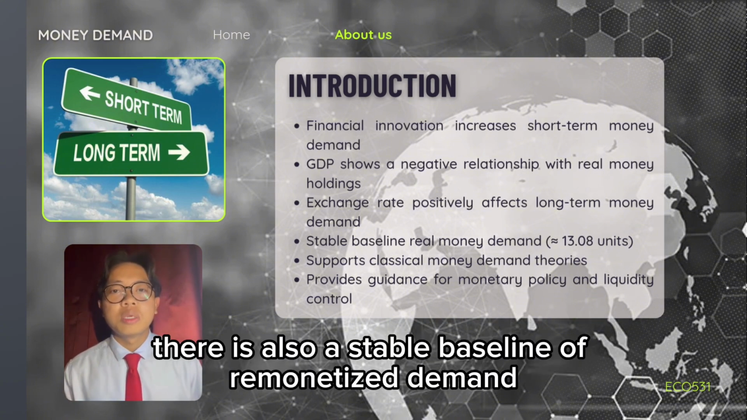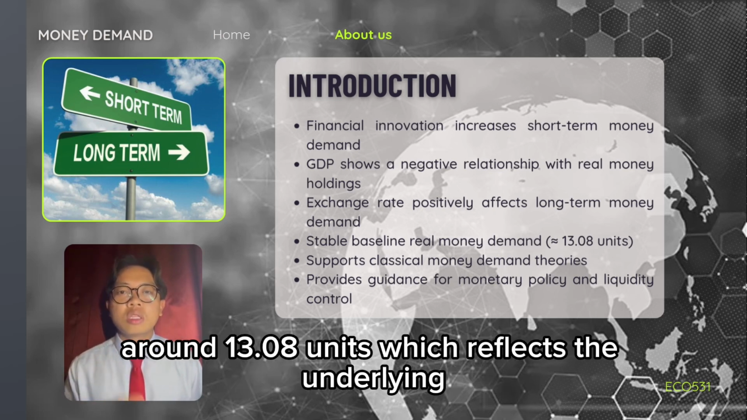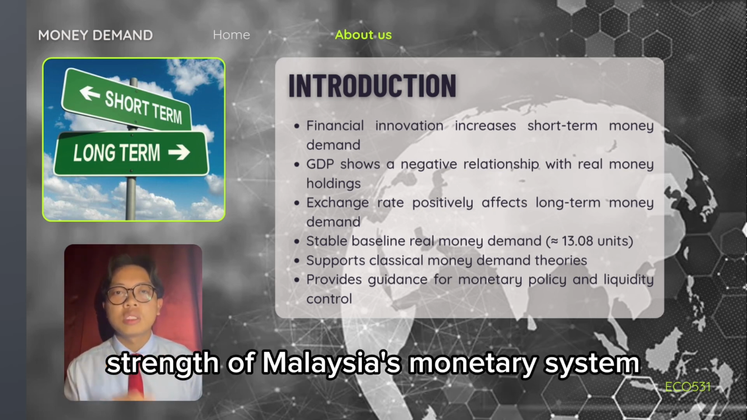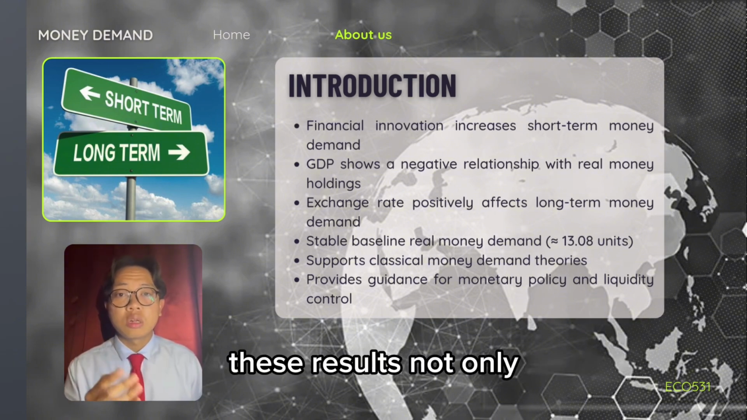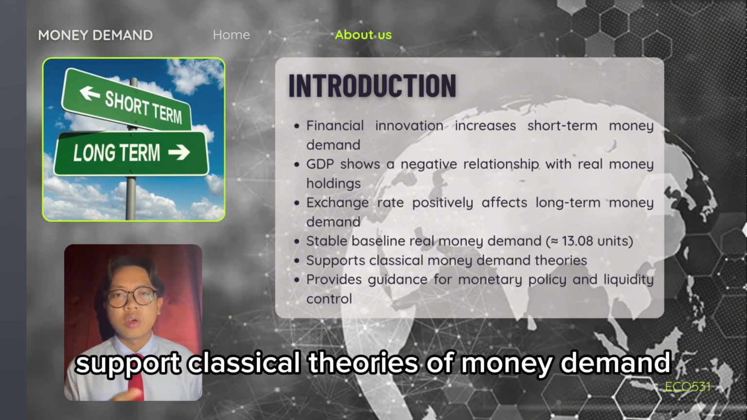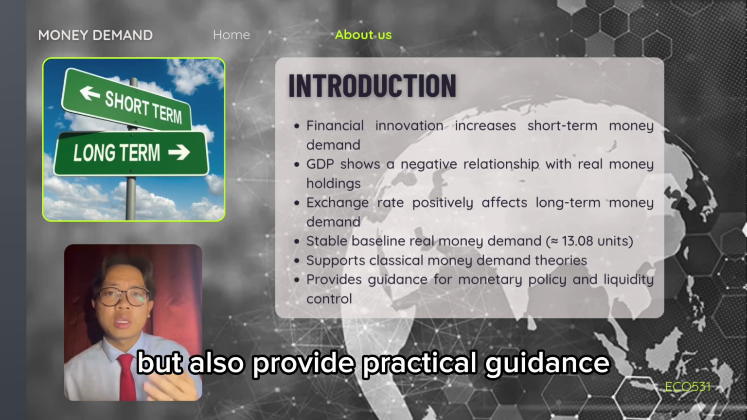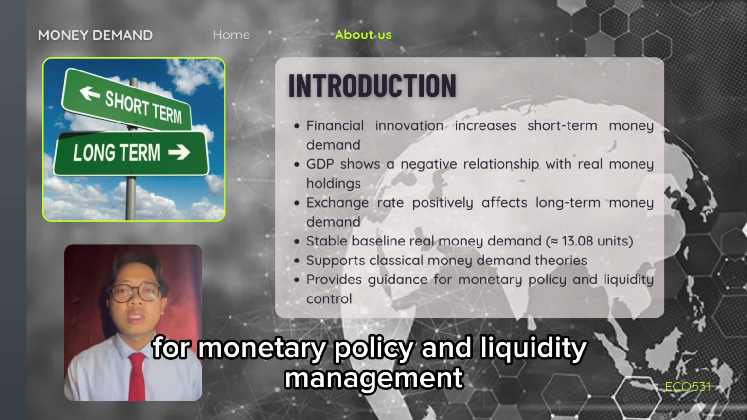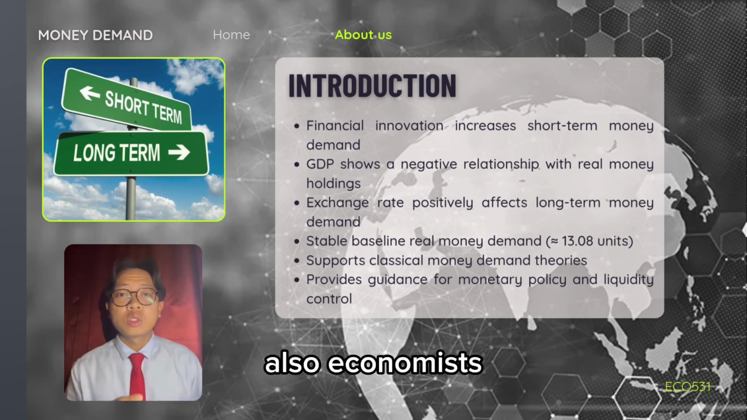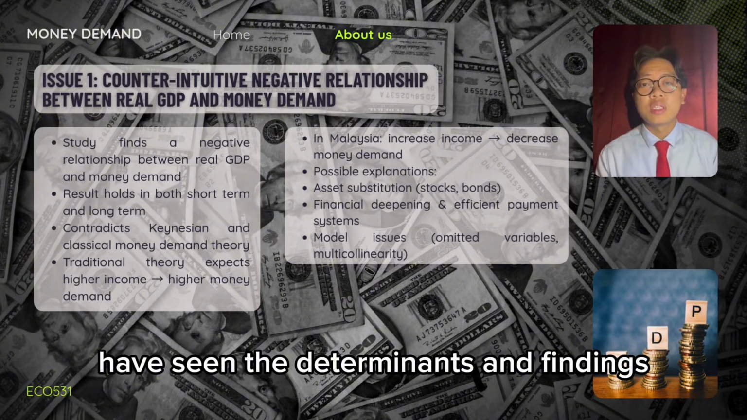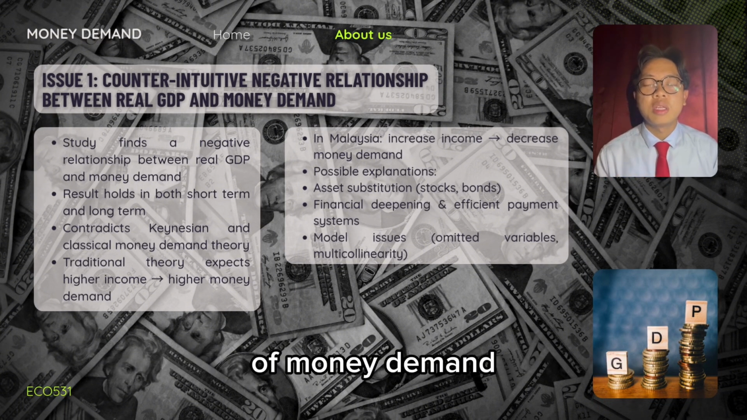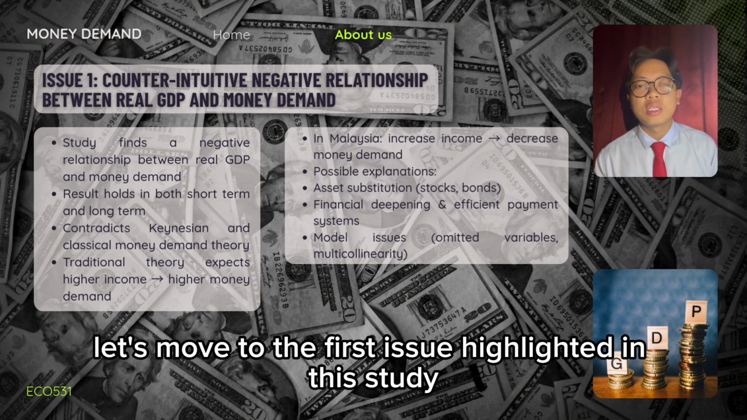There is also a stable baseline of real money demand around 13.08 units, which reflects the underlying strength of Malaysia's monetary system. These results not only support classical theories of money demand but also provide practical guidance for monetary policy and liquidity management. Now that we have seen the determinants and findings of money demand, let's move to the first issue highlighted in this study.